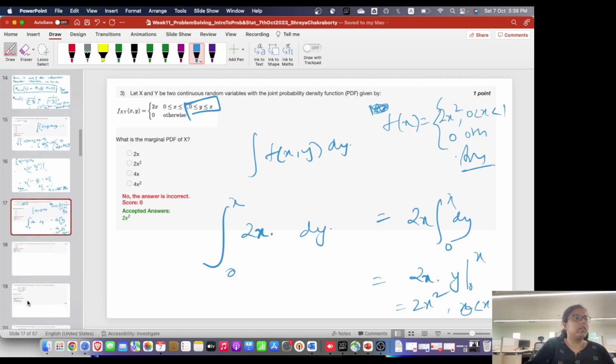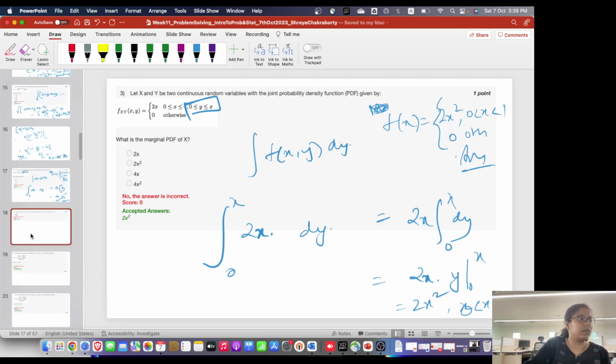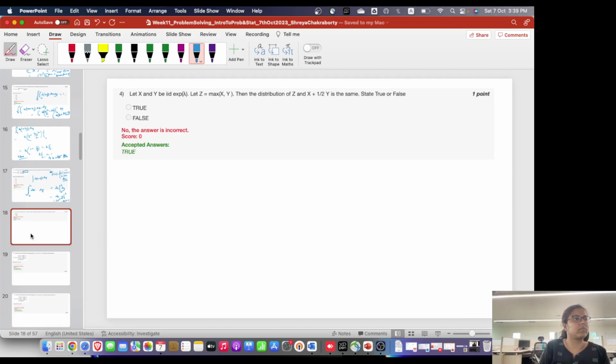Alright, now we'll move on to the next one. Here they are asking: if X and Y are IID exponential with parameter lambda, let Z equal the maximum of X and Y, then the distribution of Z and X plus half Y is the same. State true or false.